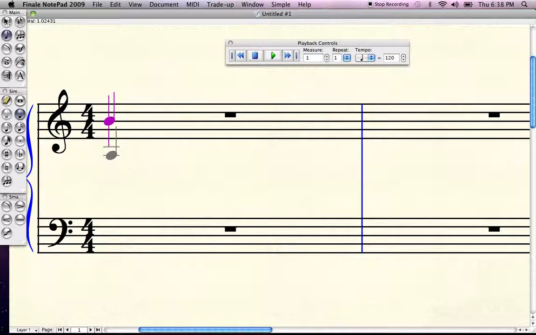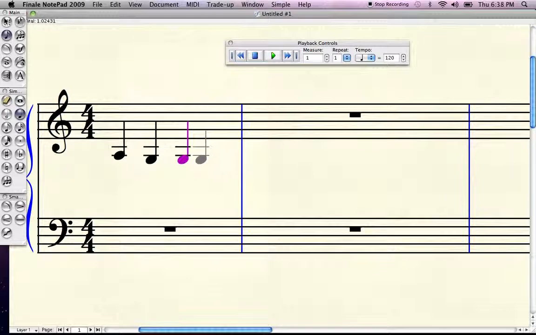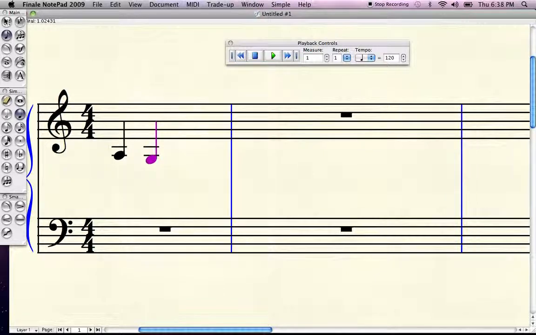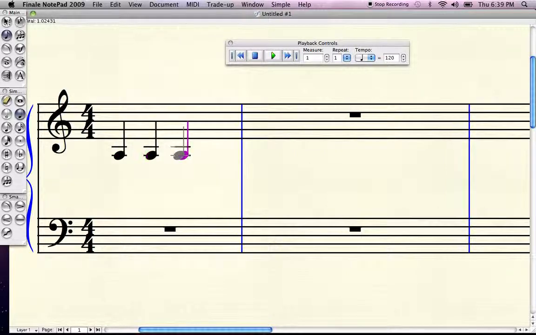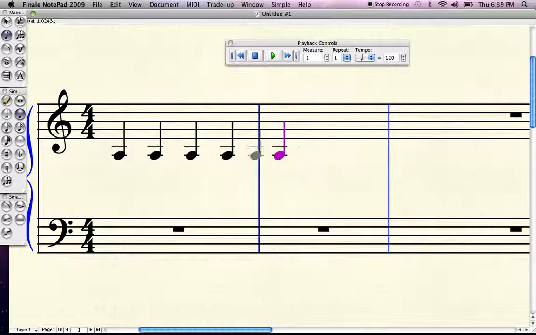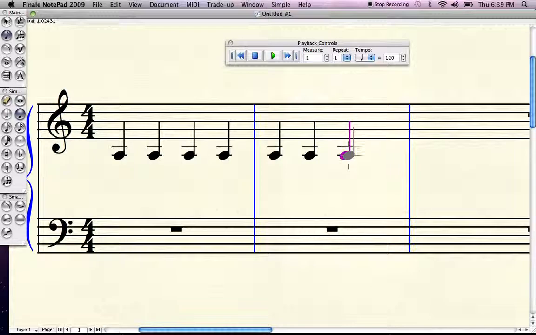We'll use the note A. A. A. A. Oh, that's not an A. A, A, A. So if I count that, it's going to be 1, 2, 3, 4. Next measure. 1, 2, 3, 4. They have to be counted evenly.